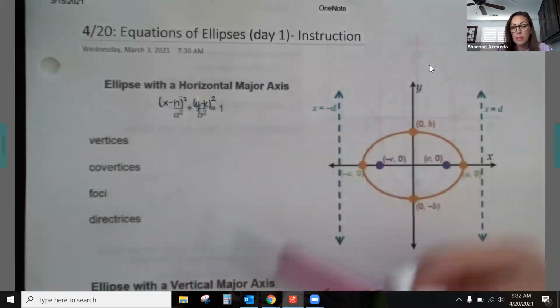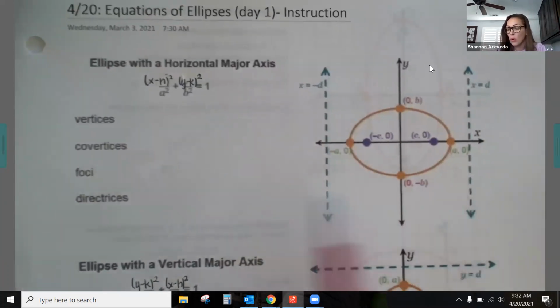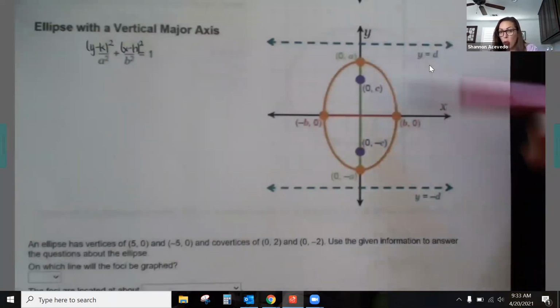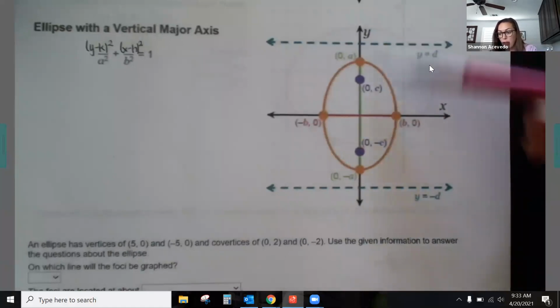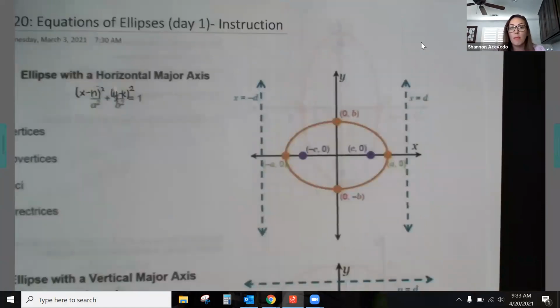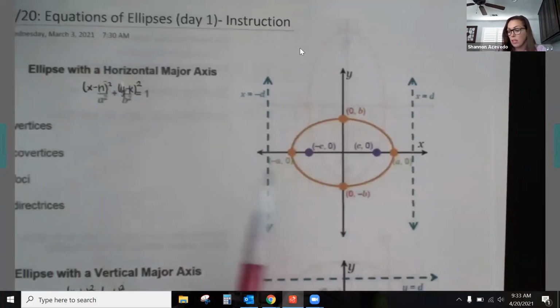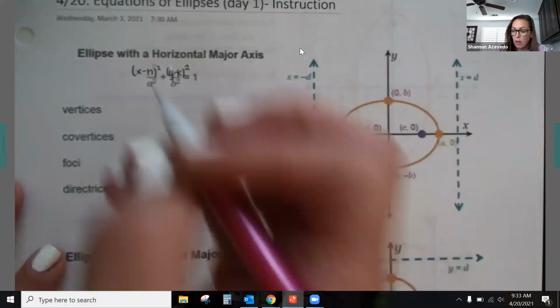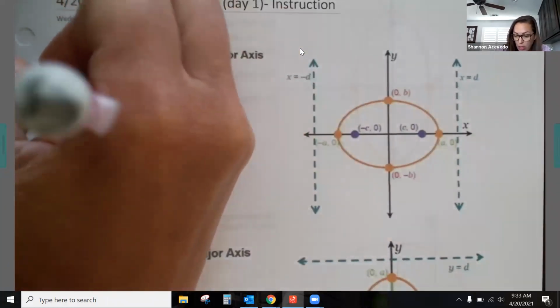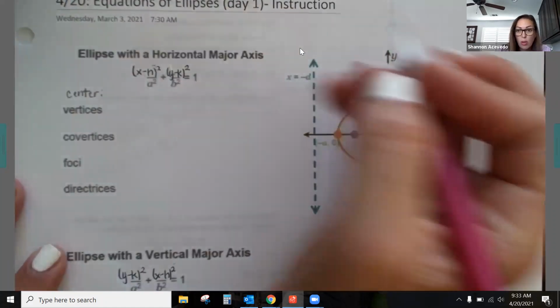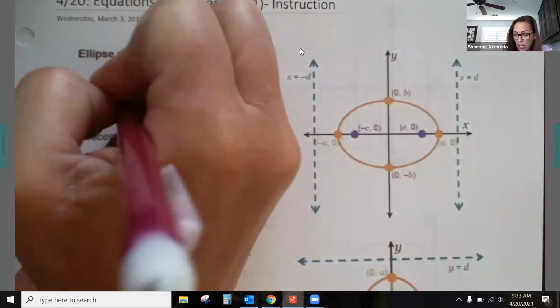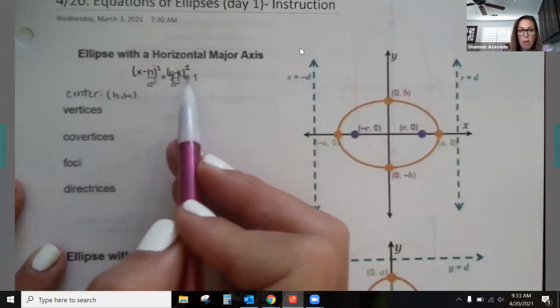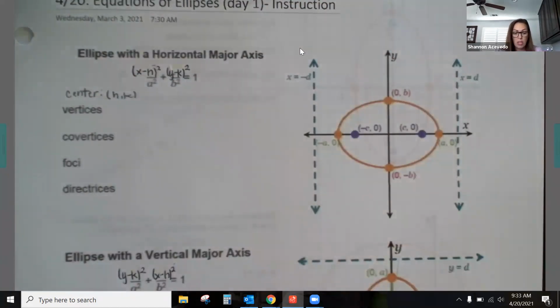So there are two different types of ellipses. You can have what you call a horizontal ellipse, where it's longer horizontally, or you can have a vertical ellipse where it's longer vertically. So you can see the difference. Along my vertical axis is where the stretch is here, so that's a vertical ellipse, versus a horizontal ellipse, which is going to be longer along the horizontal axis. When we talk about an ellipse, we always start off with the center, just like in a circle. Our center for a circle was our H, K. Same thing here. Remember, it's always going to be the opposite signs of what you see there.